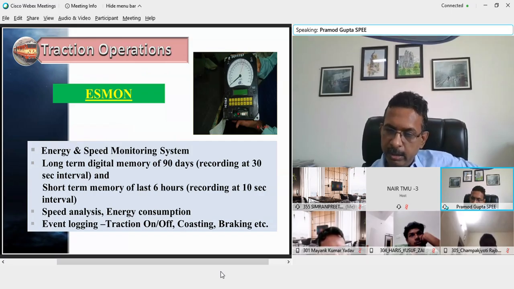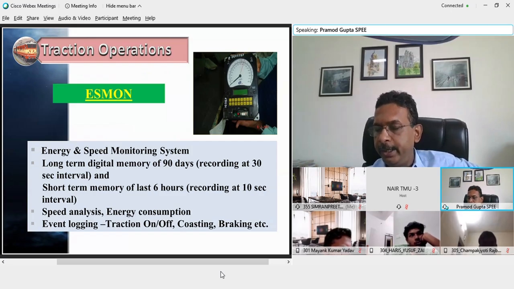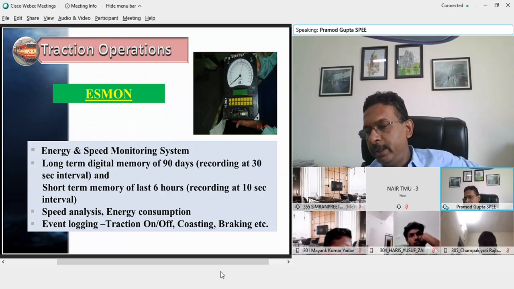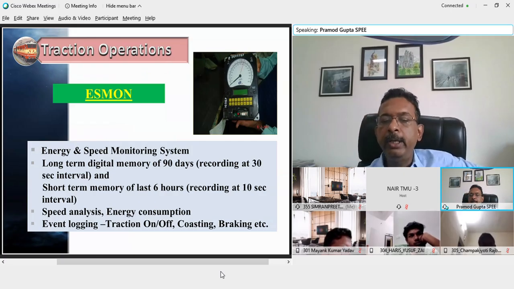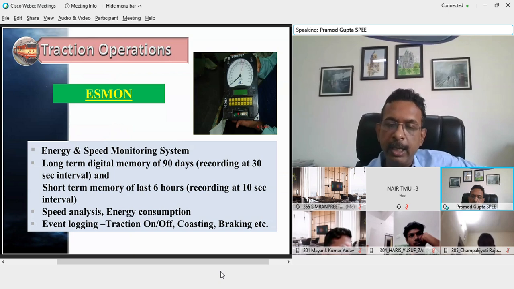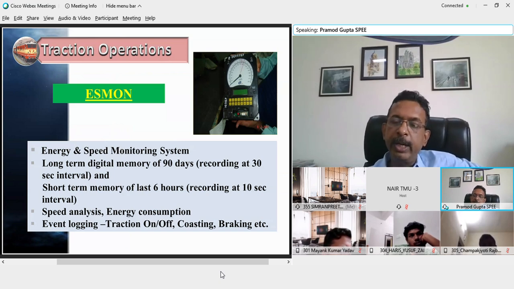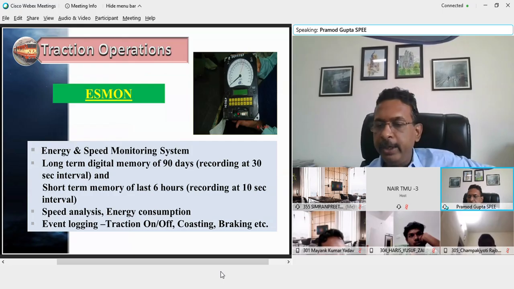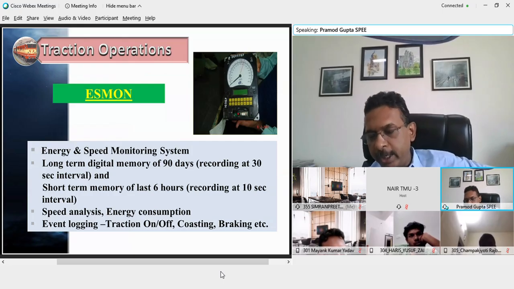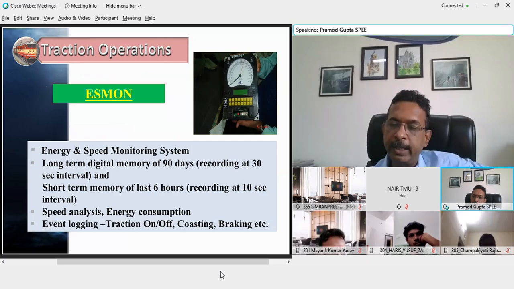We can take the microprocessor chip from the equipment. We take it to the control room where we have the software and a dedicated computer on which we can replicate the incidents, or the entire scenario which was there prior to the accident, and we can find out. We try to find out the probable cause of the accident or derailment.